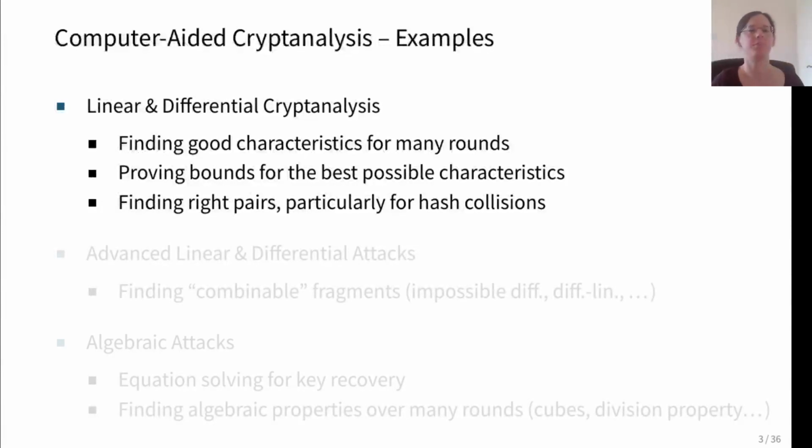Another thing is proving that the characteristics we have are actually the best possible ones. So we often want to prove bounds, that there is no characteristic with a probability higher than some bound that we're interested in.